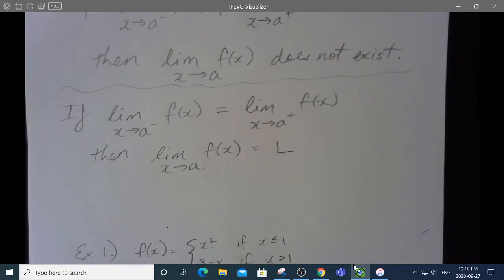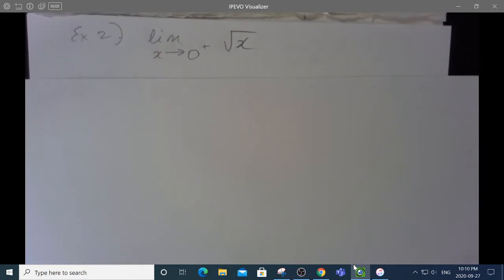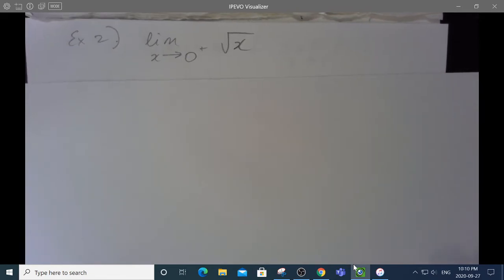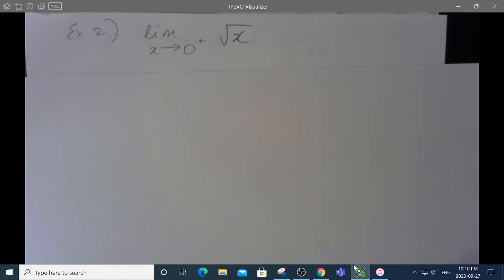All right, let me go back here. Example 2. Suppose I wanted the limit as x approaches 0 from the right of the square root of x. This is a more traditional one-sided limit. And the reason why this is a one-sided limit is because the other side of the limit doesn't exist at all.